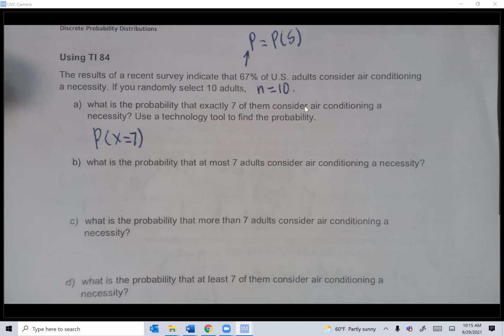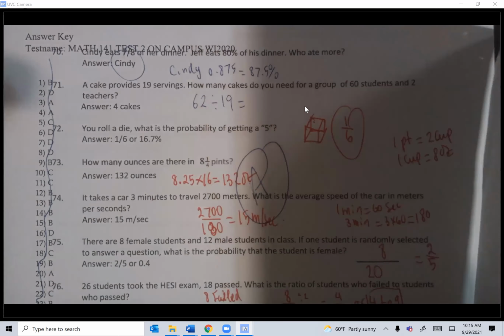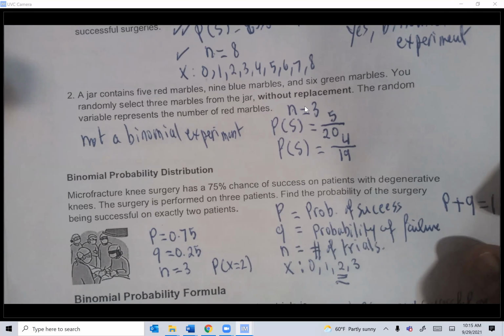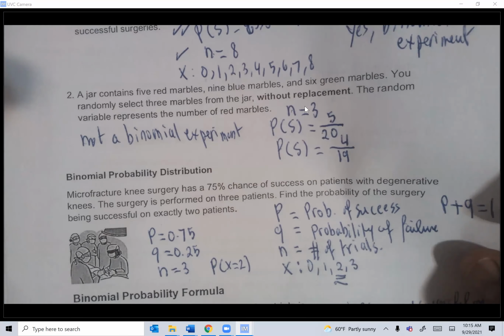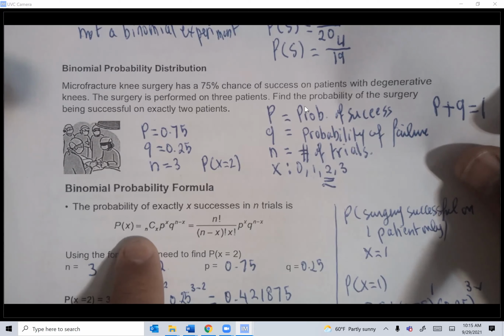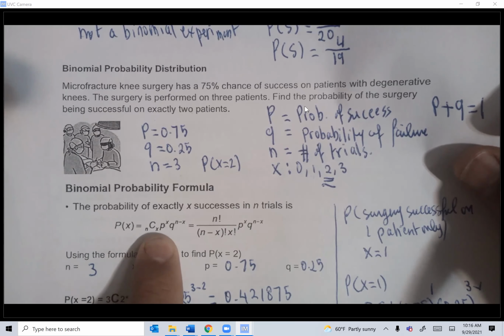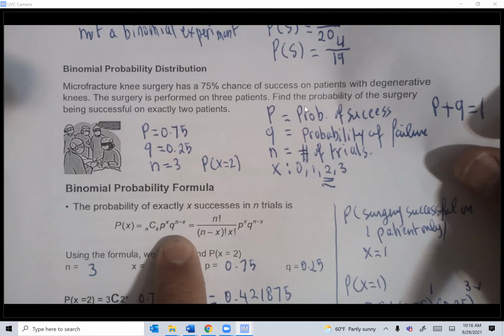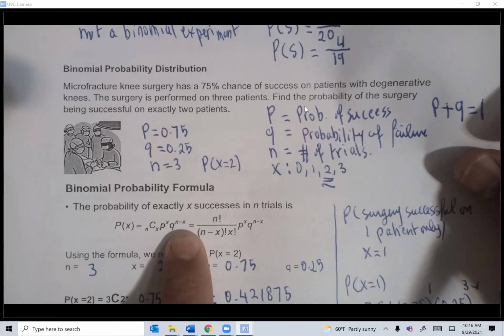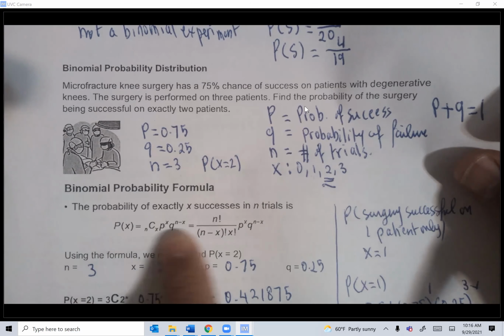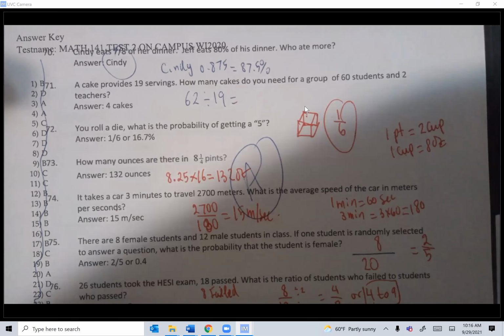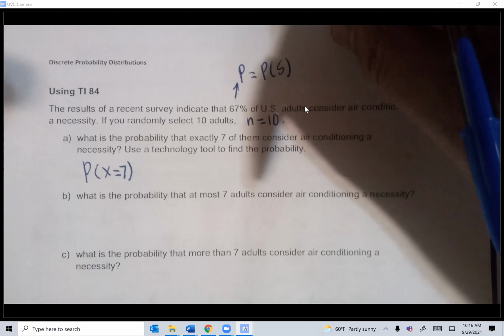Before we do this, we could use this formula if we want. Put x equals 7 here. And then n is 10, guys. So it will be 10 choose 7, and p is 0.67 raised to the power of 7. And q, 1 minus 0.67 will be 0.33 raised to the power of 10 minus 7. But you're not going to have to go through this. You're not going to need to do any of this because this formula is already built into the calculator.